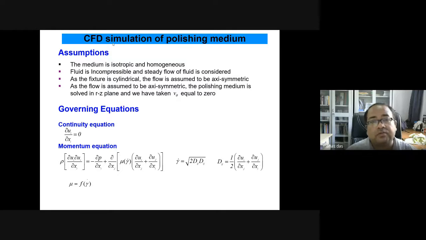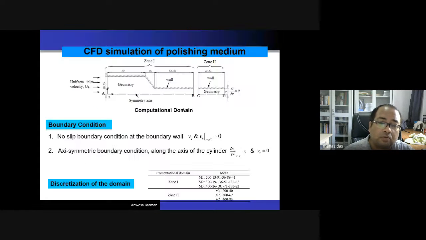So this viscosity is already known to us for different concentrations of abrasive particles, CIP particles, and base media. That's why we have considered this media as isotropic and homogeneous, an incompressible fluid, under steady flow condition. And as the fixture is cylindrical, we have considered an axisymmetric case, and that's why we have solved this in the RZ plane. The swirling motion we have not considered here, so we have solved a 2D axisymmetric problem.